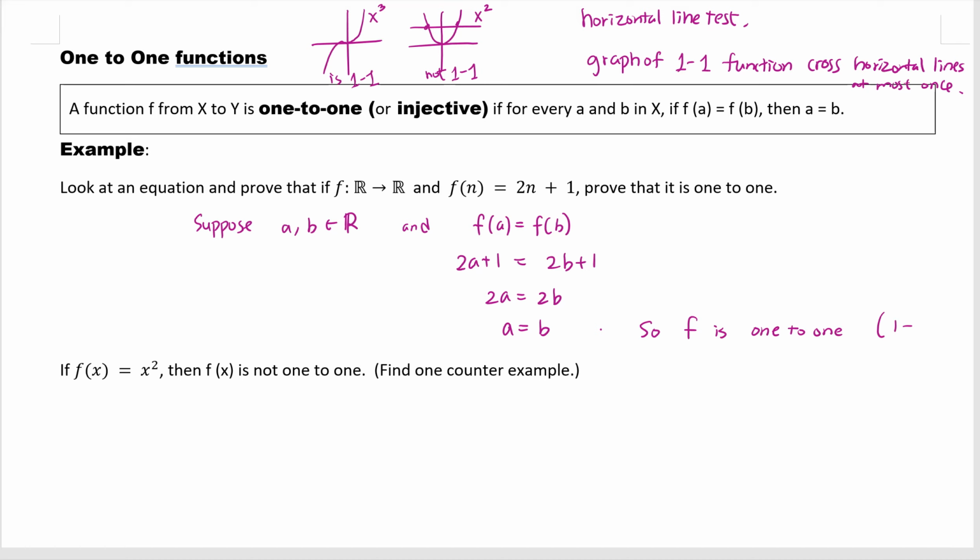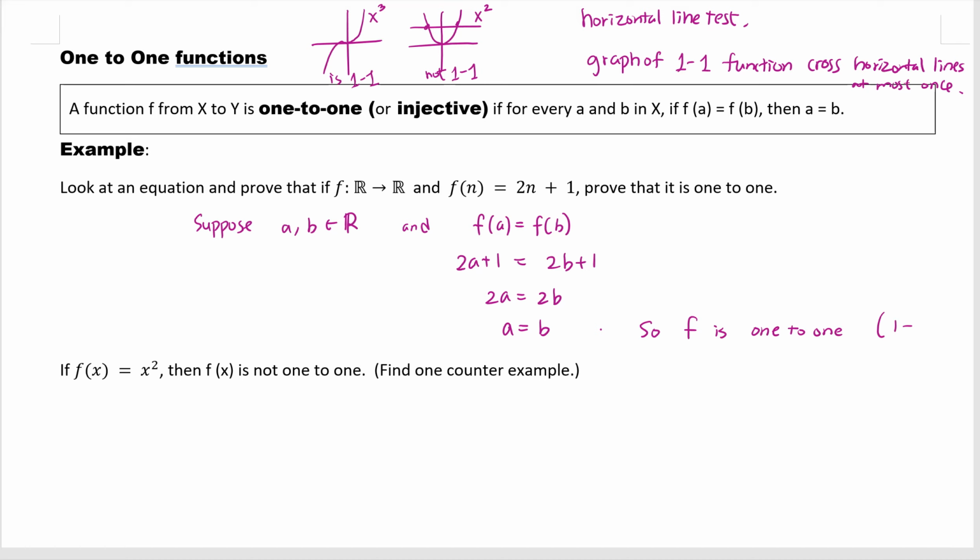Next example, if f equals x squared, then it's not 1 to 1. We have mentioned it. For example, we can see the points 1 and minus 1. We have f of 1 equals f of minus 1. They both equal 1. So this is a counterexample. So far so good, everybody. Let's continue.